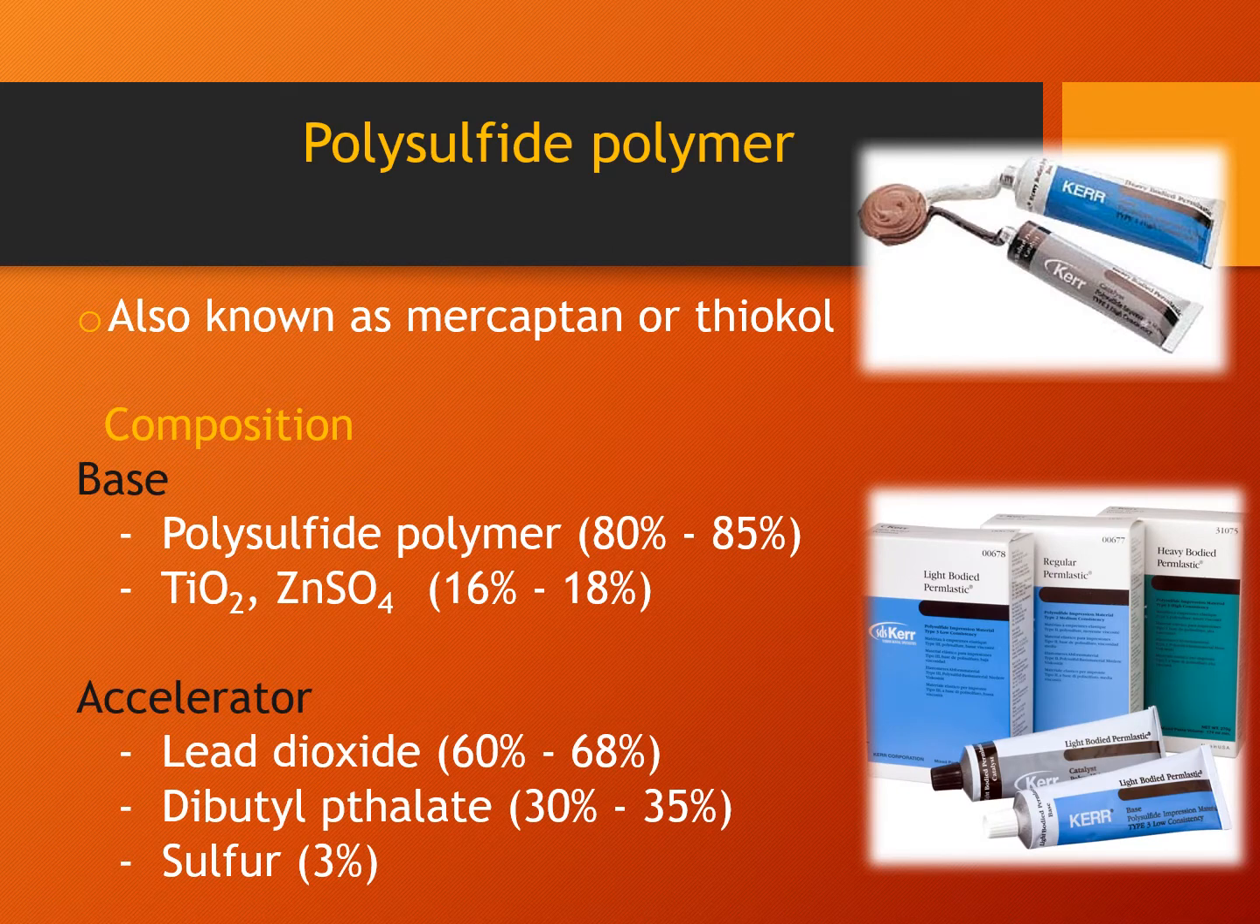Now let us discuss about the polysulfide polymer. So they are also popularly known as thiocol rubbers or mercaptan rubbers, and are composed of a base as well as an accelerator paste. The base consists of polysulfide polymer, tin dioxide and zinc sulfate, and accelerator consists of lead dioxide, dibutyl phthalate and sulfur.